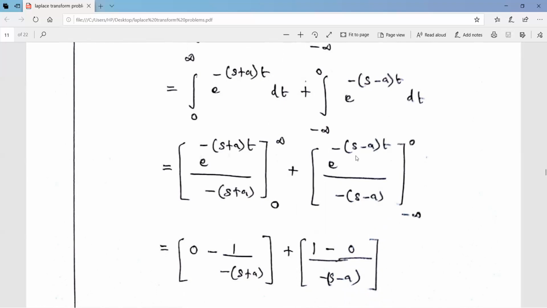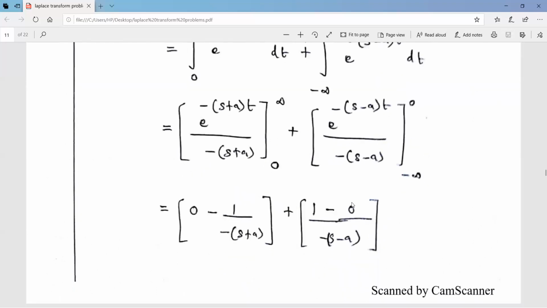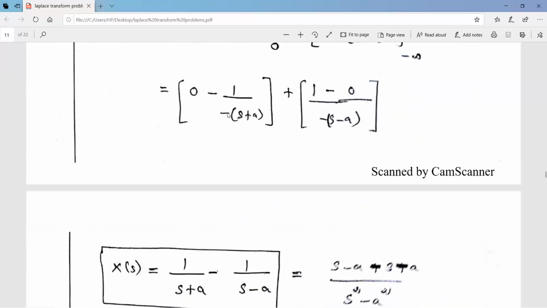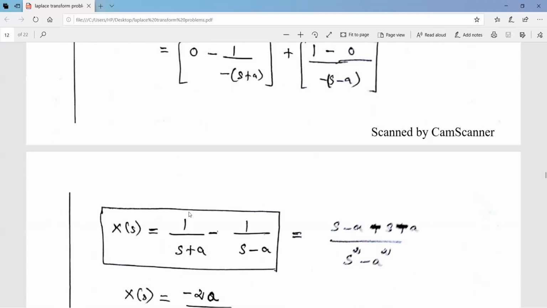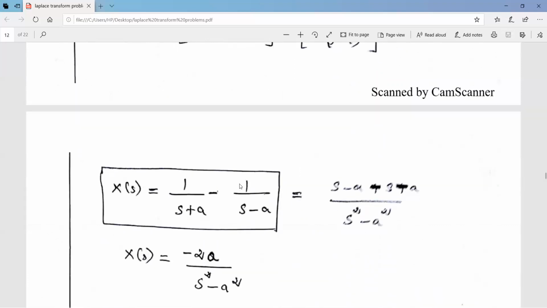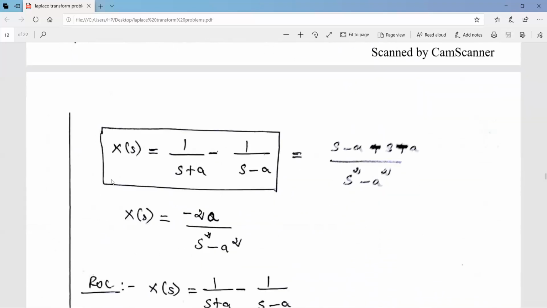Similarly, plus, if you are substituting here, the upper limit is 0. When we are substituting the upper limit, we will get 1. When we are substituting this lower limit, we will get the answer as 0. Okay, but here this minus of minus can be written as plus. So 1 divided by s plus a, and here this minus is there, so minus 1 divided by s minus a. So this is the Laplace transform of the double-sided exponential signal.